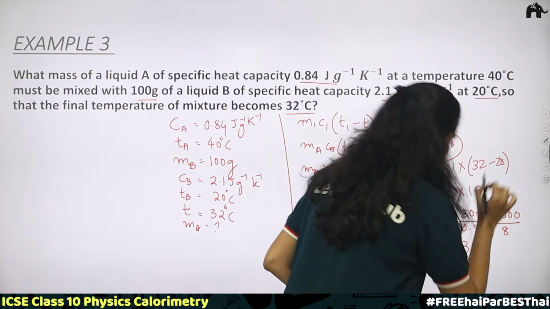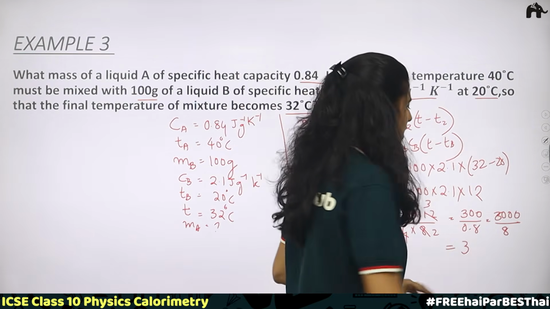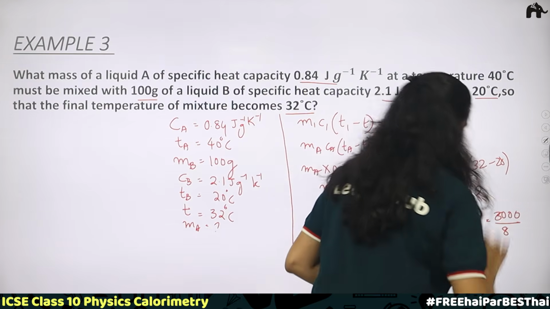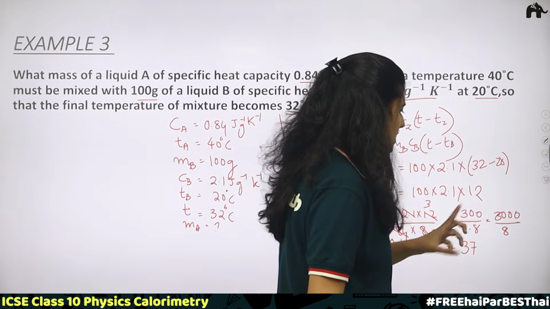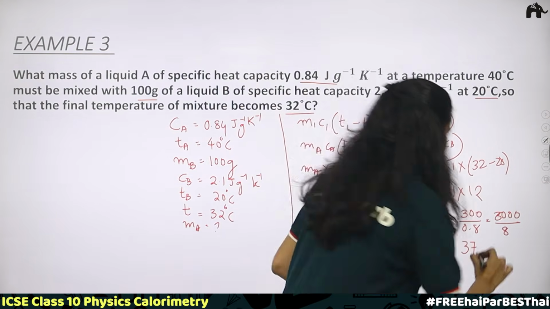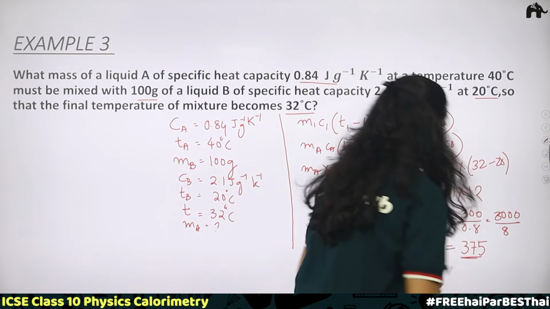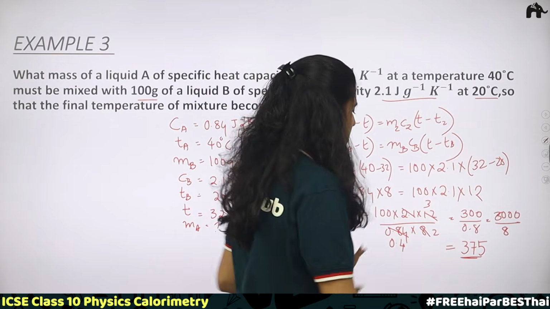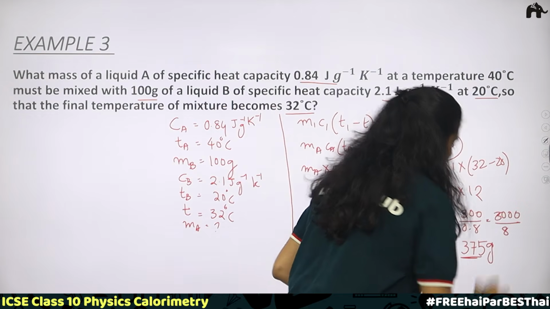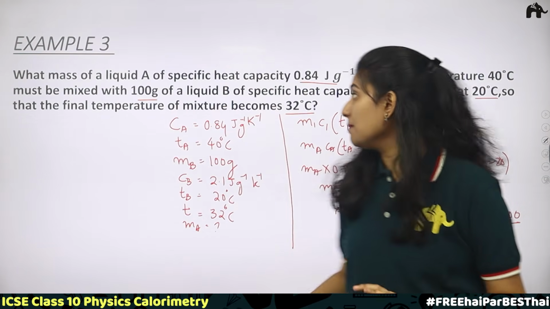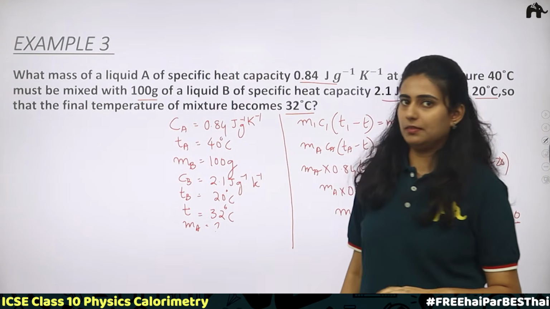You will be getting 24. 24, 3 times 60. In 60, you will be getting 7 times, which is 56. 40. 40 by 8 is 5. 375. Okay, what is the unit? Here mass is in grams. 375 grams is the mass of liquid A.